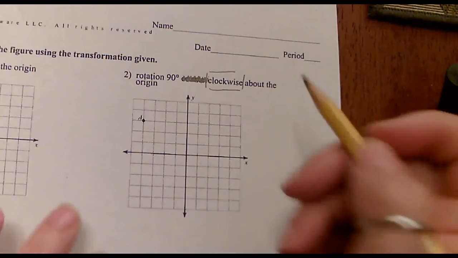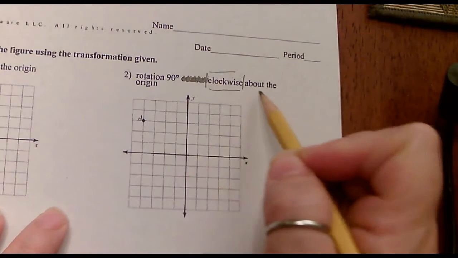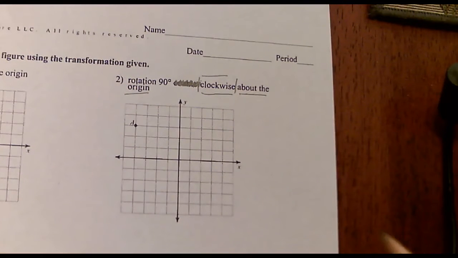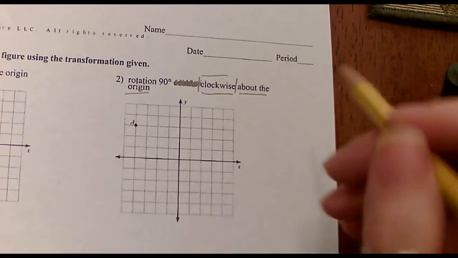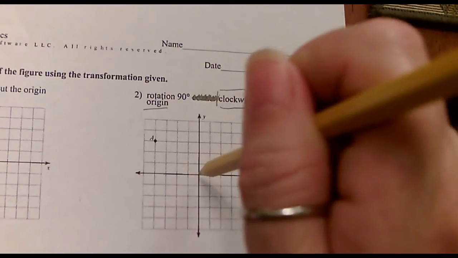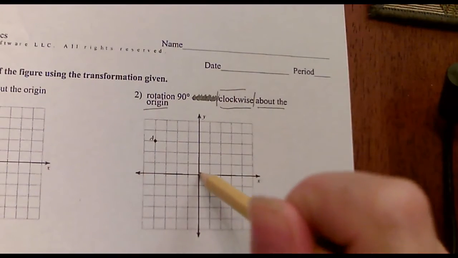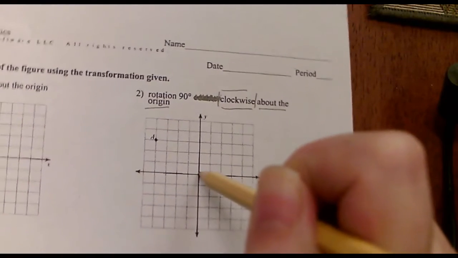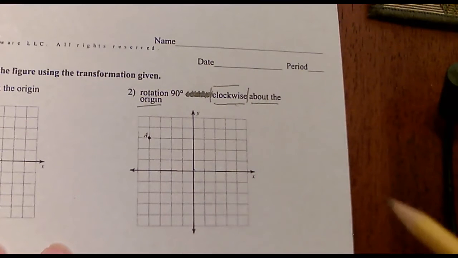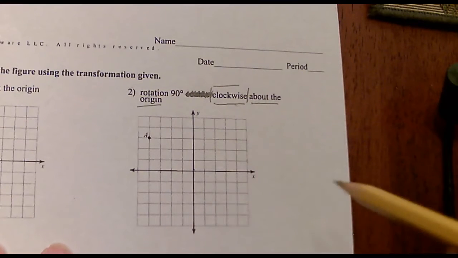Okay, and then we're also going to talk about what it means to say about the origin. And at this point in the 8th grade, you're only ever going to do a rotation about the origin. And the origin would be that point here. I like to call it right at the crosshairs where the X and Y axis meet. So we're going to turn it one way or the other, and the direction that we turn it depends on what it's actually telling us. Today we're going to focus on clockwise.